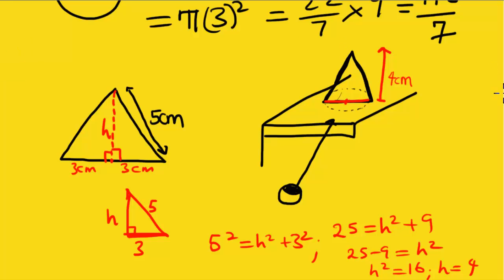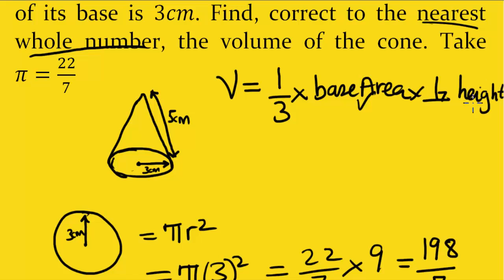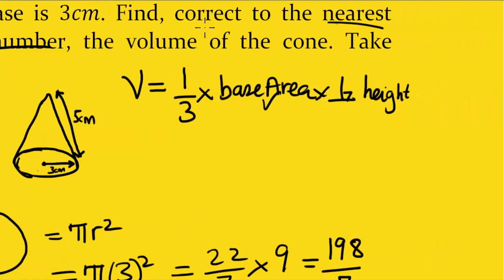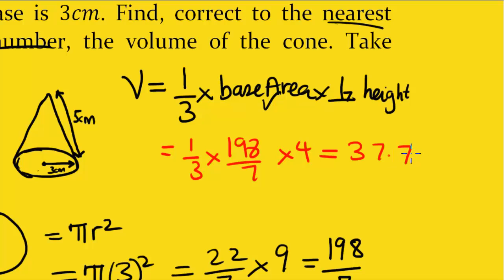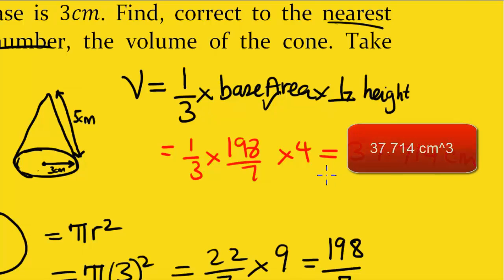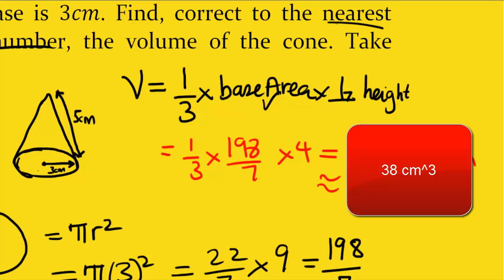If you go back, the volume of a cone is 1/3 times the base area, which we've determined, times the perpendicular height, which we just determined. So the volume of the cone is 1/3 times the base area, 198/7, times the perpendicular height, which we determined to be 4. And that gives 37.714. To the nearest whole number, it is 38 centimeters cubed.